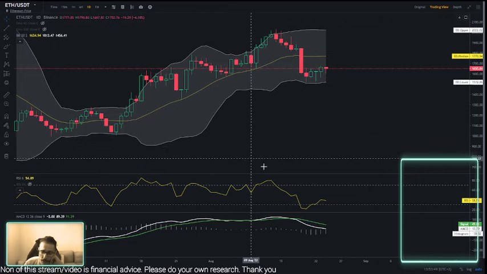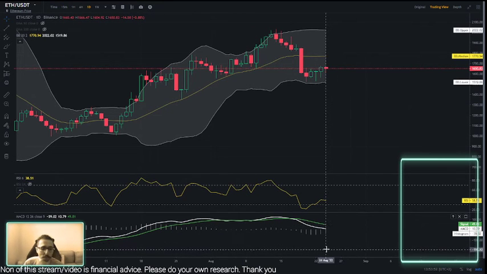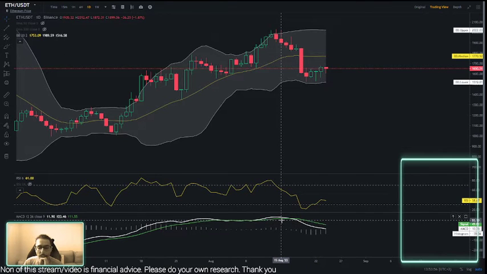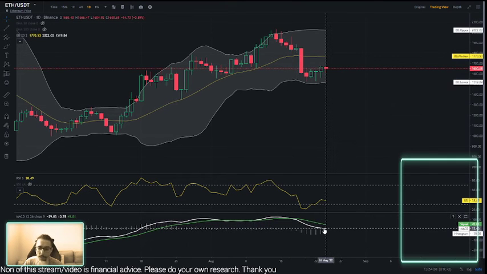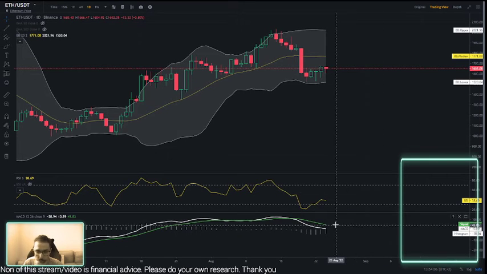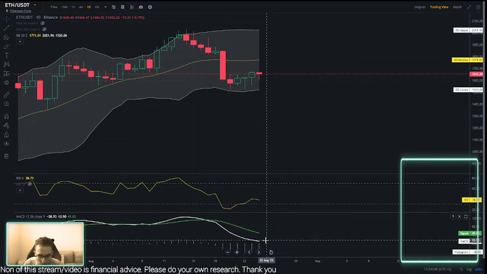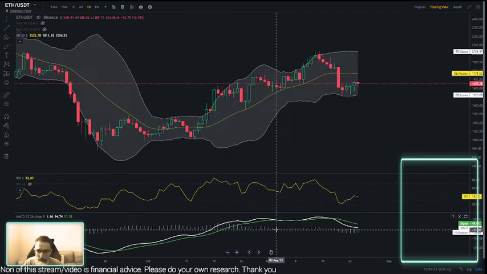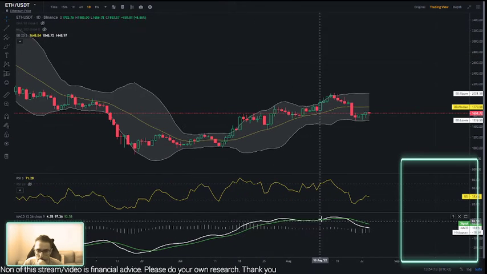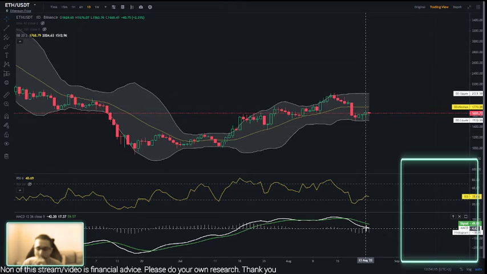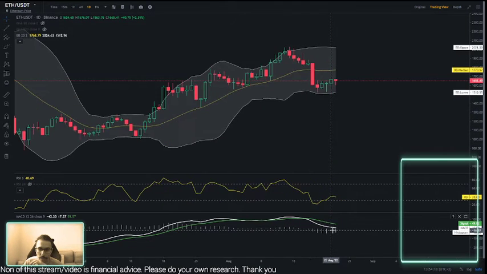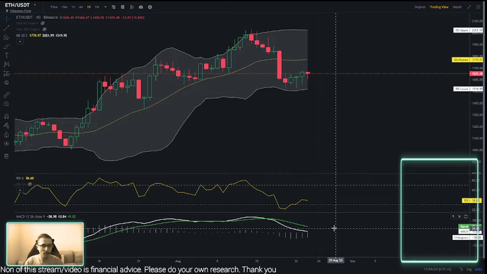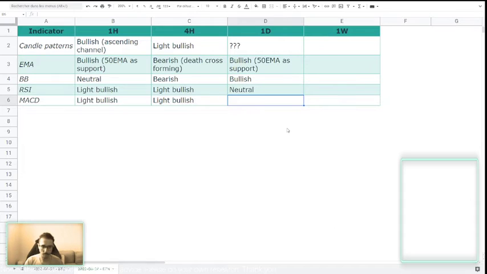Now the MACD is in positive territory, so that's a good thing here. On the other end, the MACD line crossed the signal line, so this is pretty bullish, and we are slowly going in the negative territory. So this definitely looks to me like a bearish sign. We need to check it in the next days. So bearish.